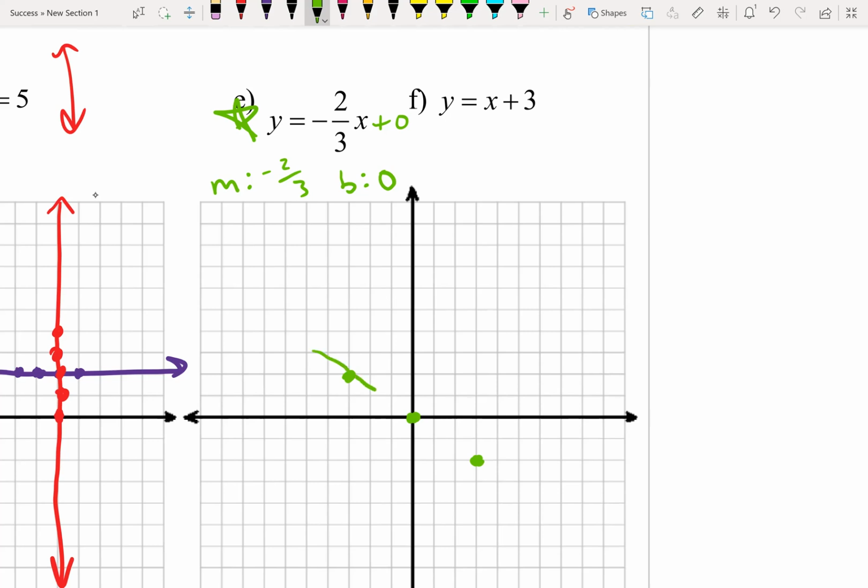Either of those are going to work when we're graphing our lines. Last one that we have is y equals x plus 3. I'm going to use this yellowish color for this one. This is also in slope-intercept form.